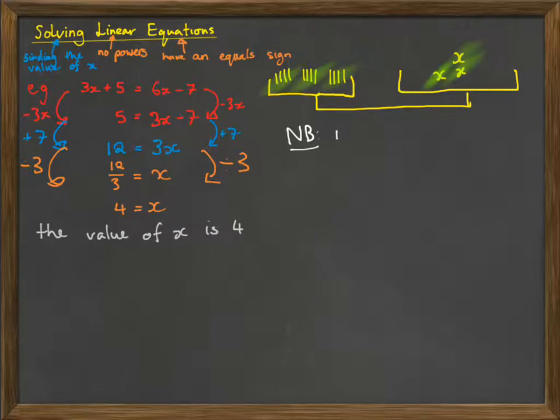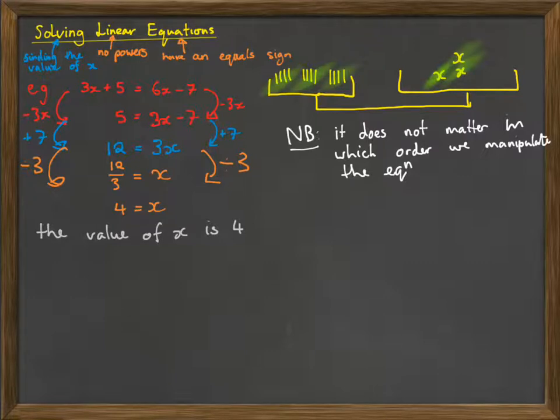Now, note, it doesn't matter in which order we manipulate the equation. So we can manipulate the equation in any order. I'm going to rewrite the equation, 3x + 5 = 6x - 7, and we're going to manipulate it in a different order, and we will still get the same answer.